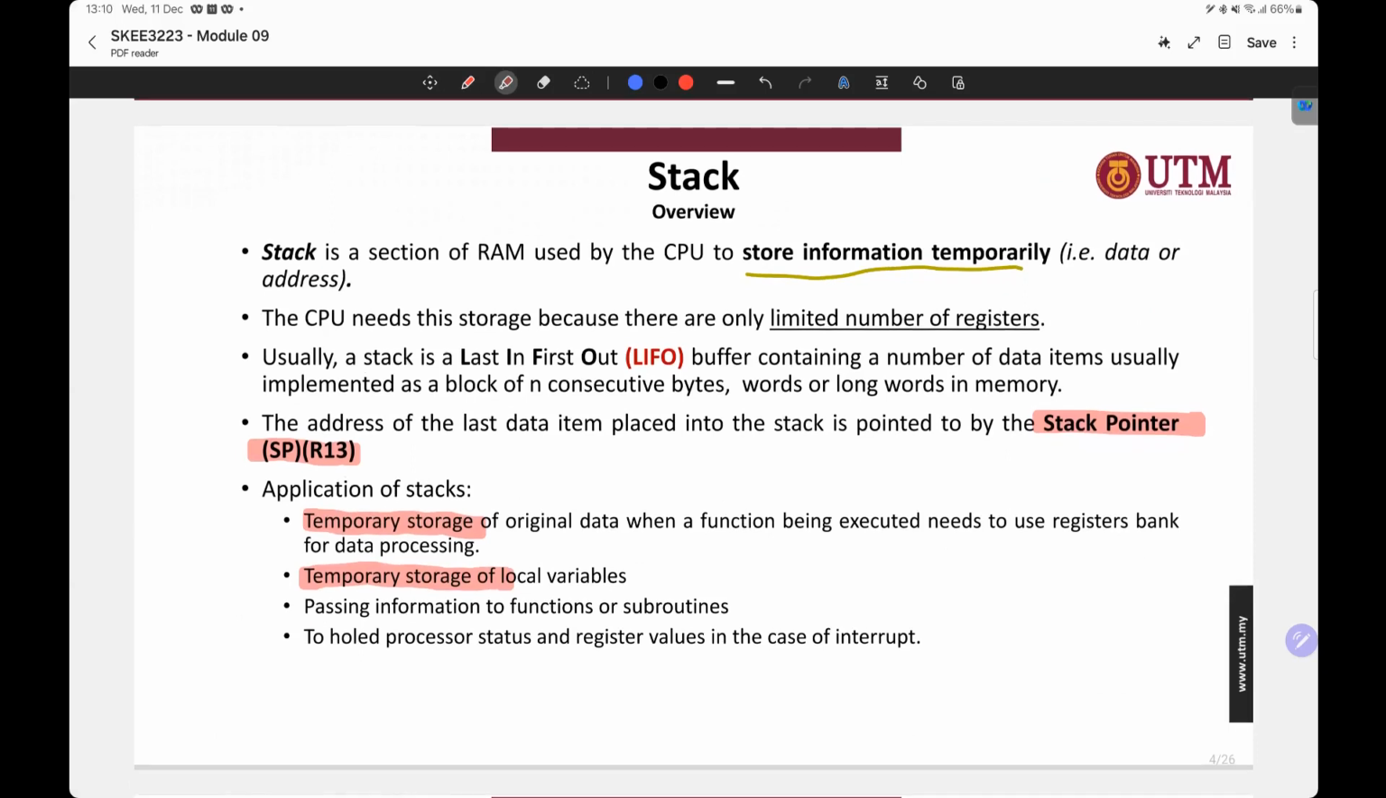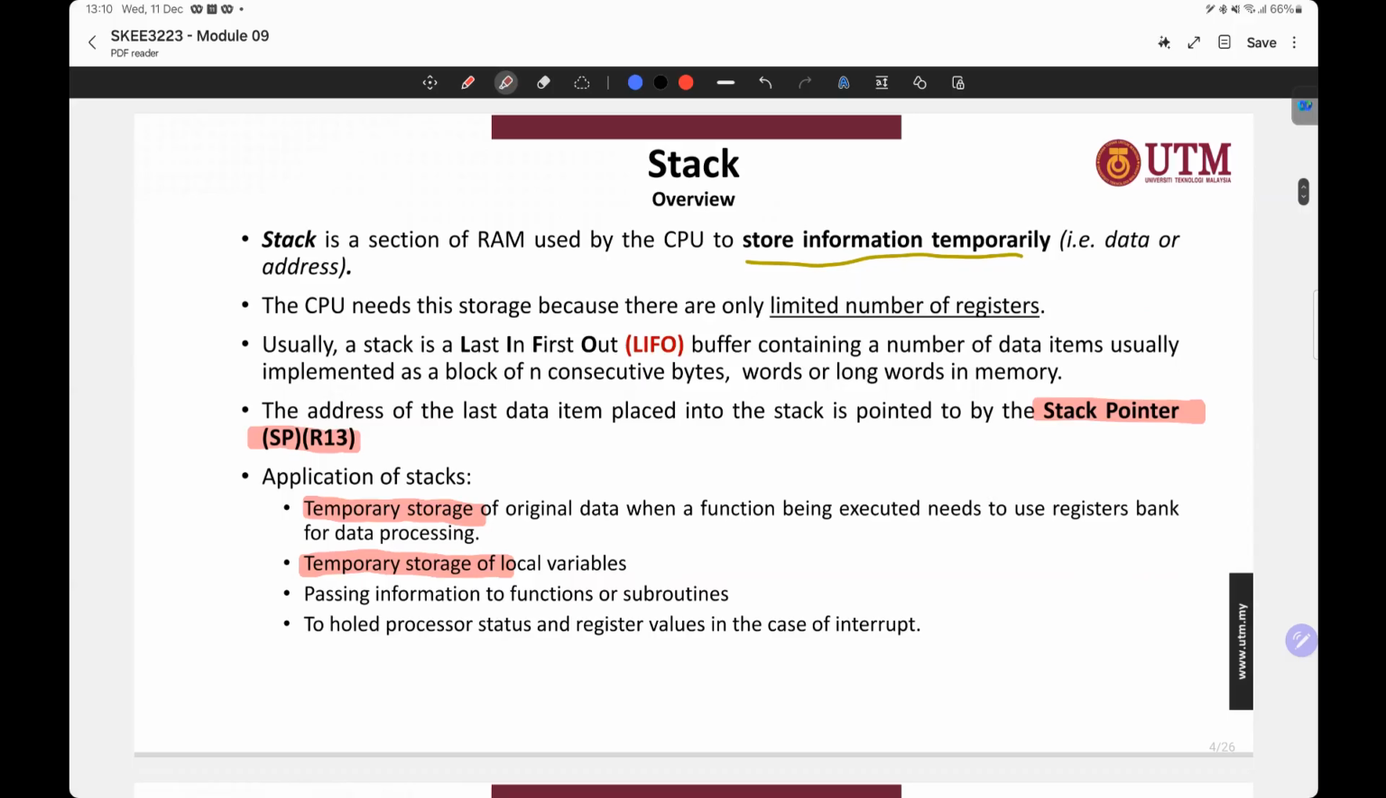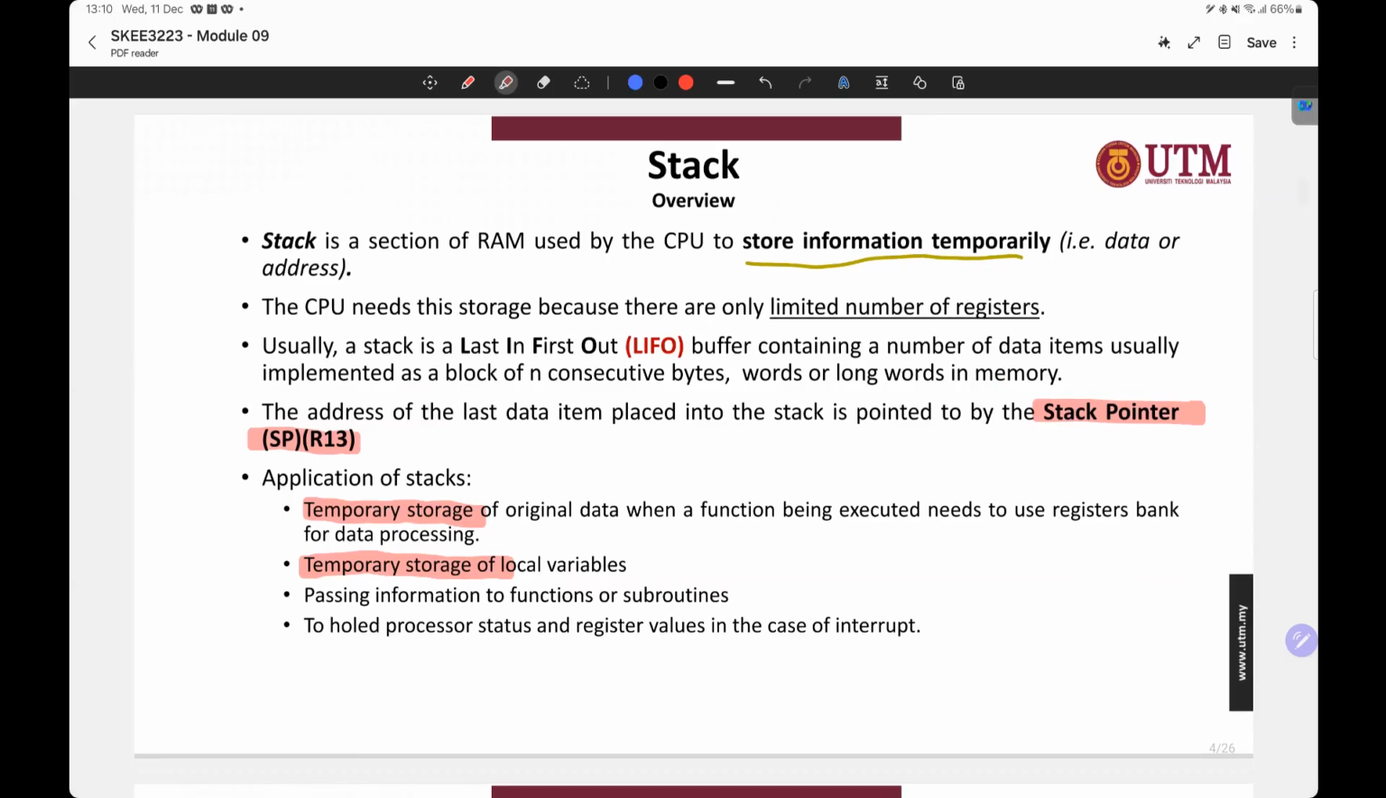Again, every time we call a subroutine or a function and you're going to pass information to the subroutine, you can put it temporarily on the stack as well. And the fourth is to hold processor status and register values in the case of an interrupt. Every time an interrupt happens, you can put the processor status or any register value temporarily on the stack. So these are the applications of stacks.